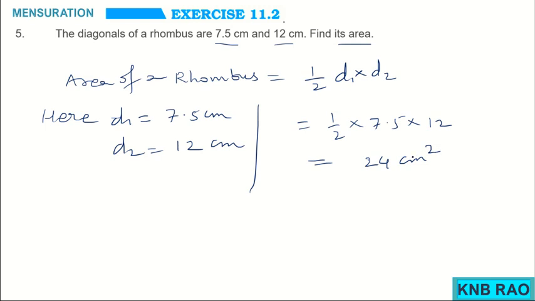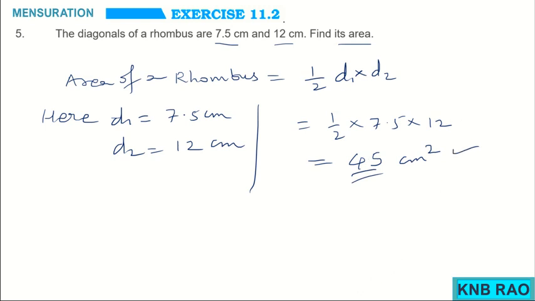Sorry, not 24, it is 45. Product, let me erase it children. Here 2 and half get cancelled. 2 under this half and 12 get simplified as 6. 7 and a half into 6: 7 and a half twice is 15, 15 thrice is 45. So it's 45 centimeter square.